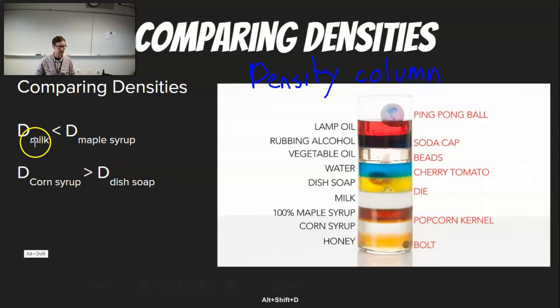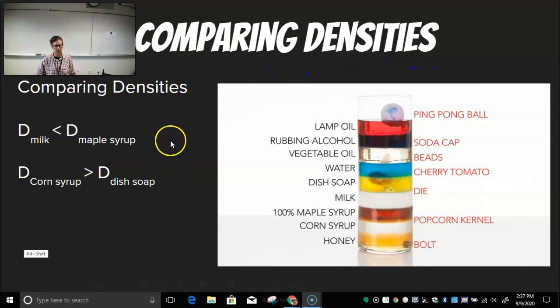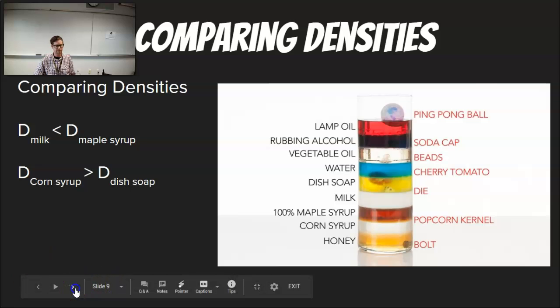D milk, meaning the density of the milk, is less than D maple syrup, meaning the density of the maple syrup. And then you could say, well, how does corn syrup and dish soap compare? Well, corn syrup is down here, dish soap is up here, so the corn syrup is more dense than the dish soap, right? And we can just make those comparisons looking at this density column. And these are what we might call qualitative comparisons. We can just see one is bigger than the other. We don't know by how much, but we can generally say one is greater or less than the other. So that's density columns and comparing densities for us.